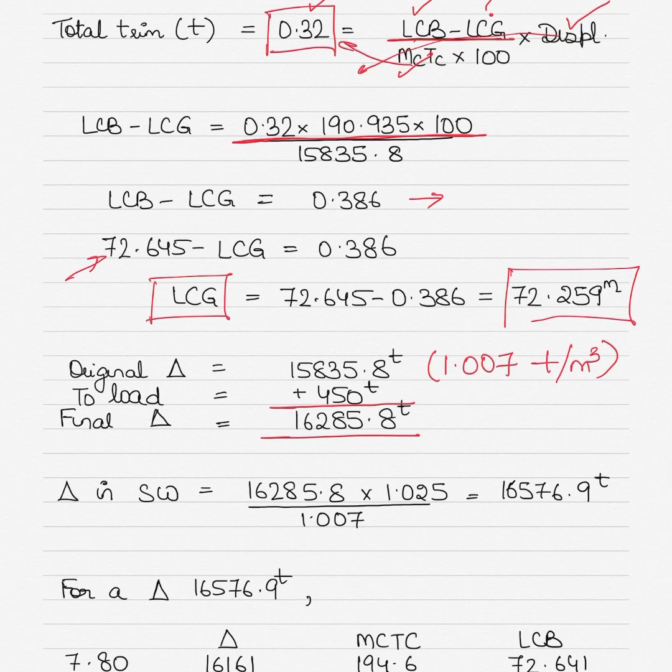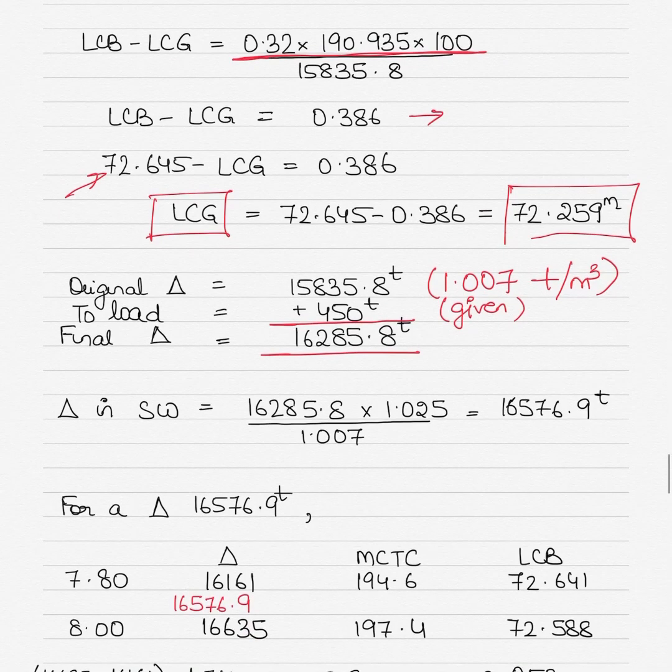This cargo to load is then 450 tons given to you in the question, and the final displacement is 16285.8. Now to get the other parameters, you have to take this displacement, which is in 1.007 tons per meter cube. You have to convert this back to displacement in seawater to find out the parameters of MCTC and LCB for the final loading condition.